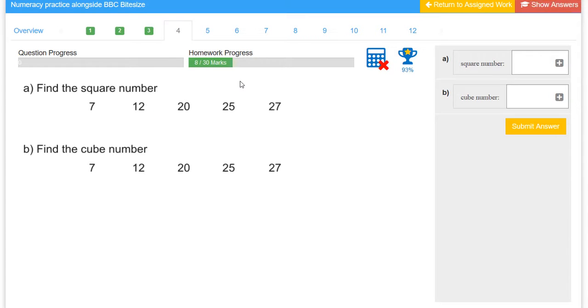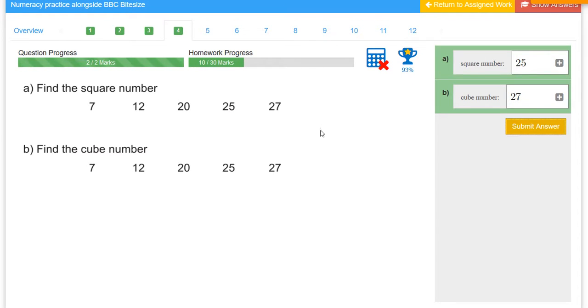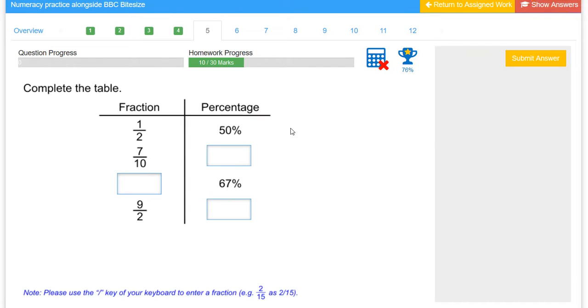Question 4. Let's have a look at the square numbers. Which ones? Well, a square number is a number that something times itself gives. So 5 times 5 I know is 25. So that must be a square number. And a cube number is like that. Something times something times something. Well, 27 there is going to work for me. So let's try those and see how we do. Excellent.